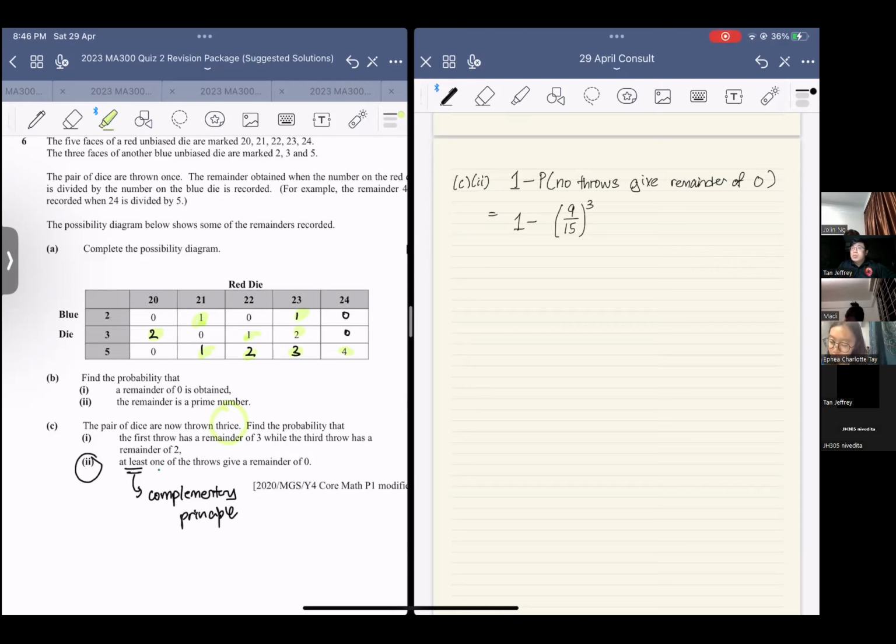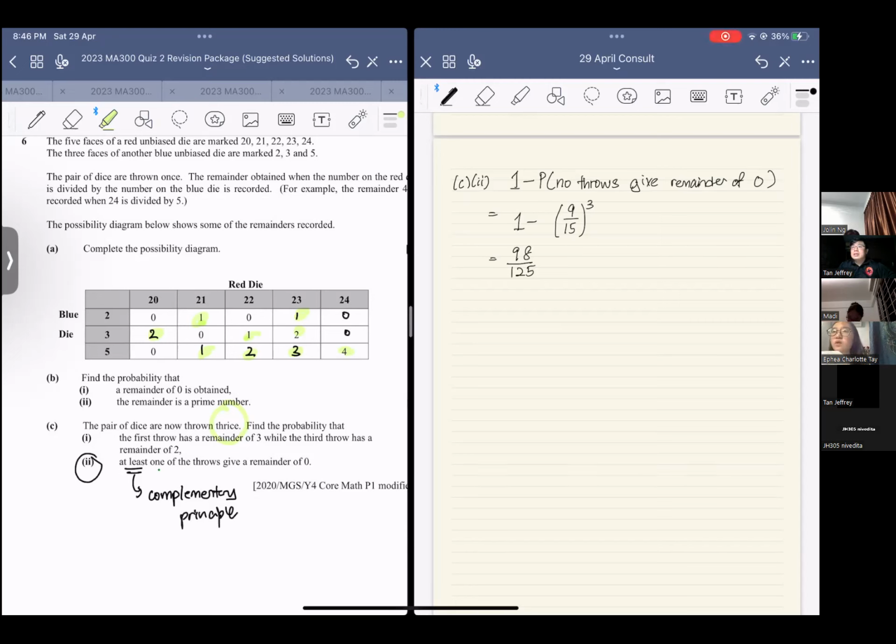This is what we call the complementary method. It is very, very useful whenever you see the words "at least" appear in the question. If you calculate this, you're going to get 98 over 125.